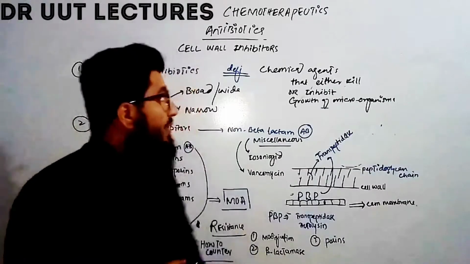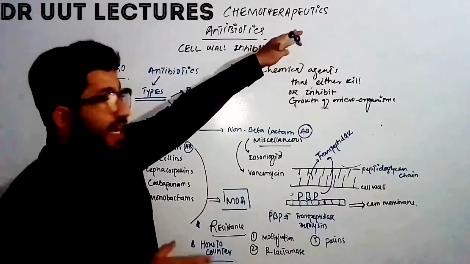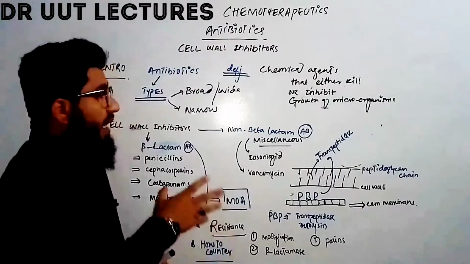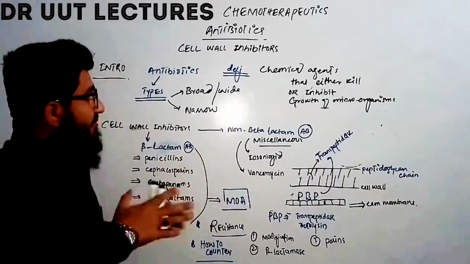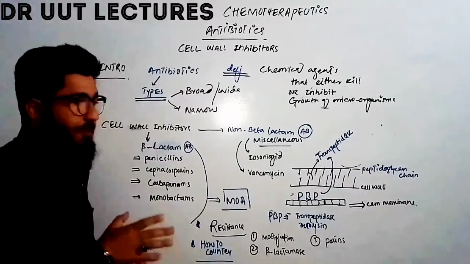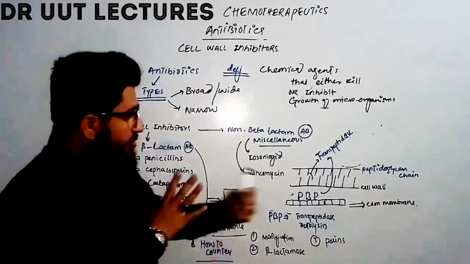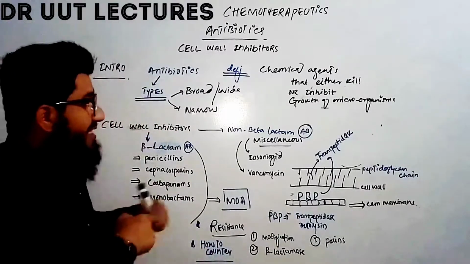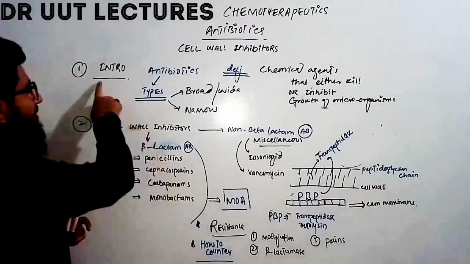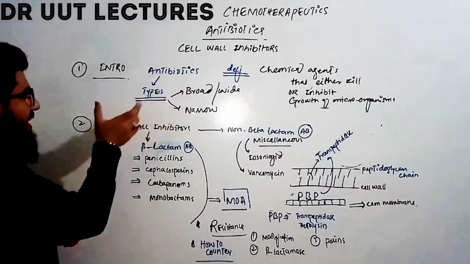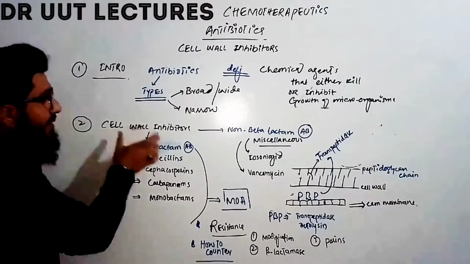In this tutorial, we will discuss the chemotherapeutics, and from the chemotherapeutics, our discussion will be about the antibiotics. We will be further specifically studying the cell wall inhibitors. Before we get right into the topic, let me tell you about the points that we're going to discuss in this lecture. The point number one will be the introduction of the antibiotics, the types. Then we'll be discussing the cell wall inhibitors.